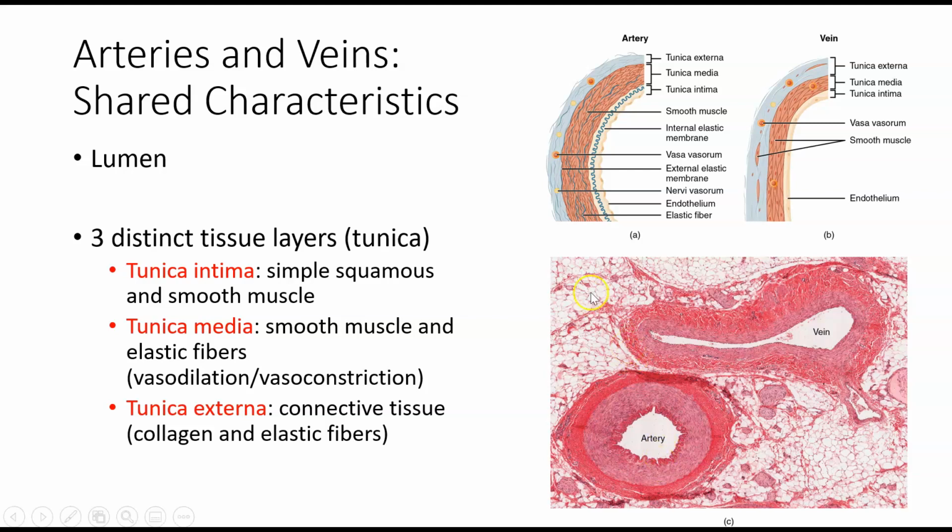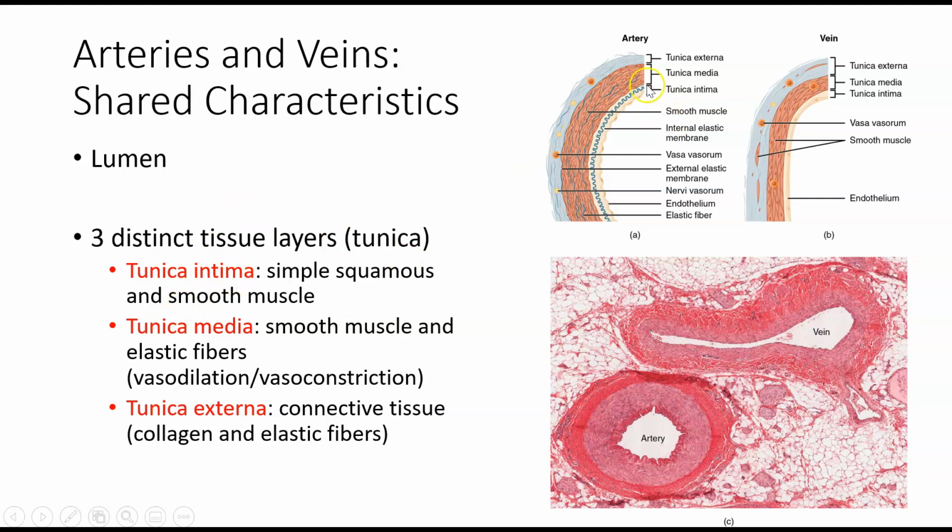All arteries and veins have three distinct tissue layers, and they vary in thickness between arteries, veins, arterioles, venules, and capillaries, but all three layers are there. The outermost layer is the tunica externa, typically made of connective tissue, including collagen and elastic fibers. The middle layer is the tunica media. You can see that right here. This is typically made up of smooth muscle and elastic fibers, and this is the tissue layer responsible for allowing blood vessels to get bigger, to dilate, or to get smaller, to constrict.